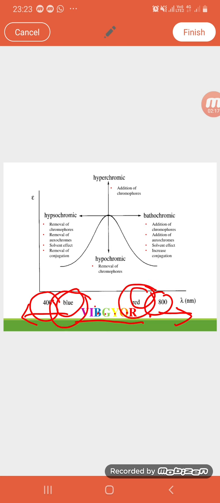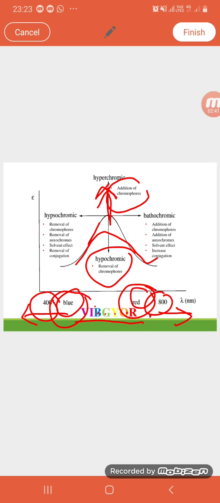And then for the hyperchromic effect, let's say if you add chromophores, you add a double bond or triple bond to the compound, then it will cause the peak to move to higher absorbance, and vice versa. If you remove chromophores, the peak will become shorter.